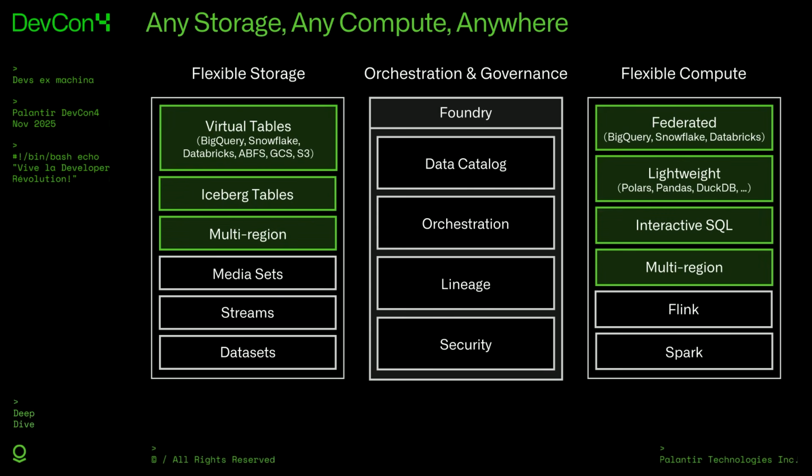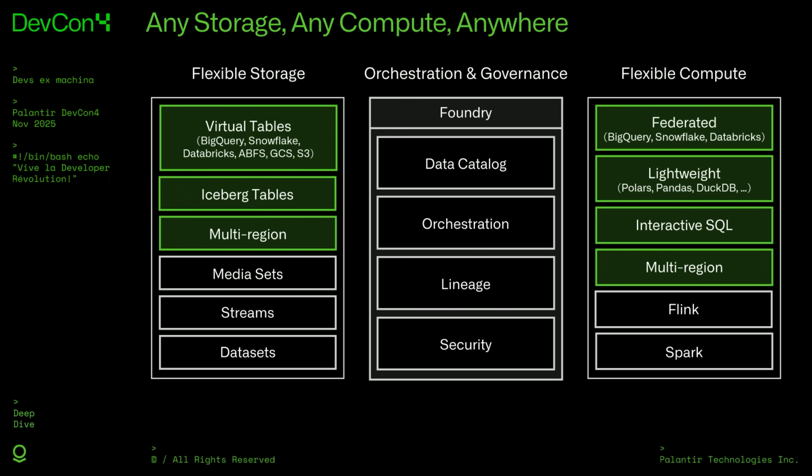So we can break our data platform down into three main columns of features. At the center, we have our orchestration and governance features. These are things which historically Foundry has been incredibly strong at. So you'll all be familiar with a lot of the scheduling functionality that we have, the data lineage through which you can view your enterprise pipelines. And of course, we take security very, very seriously.